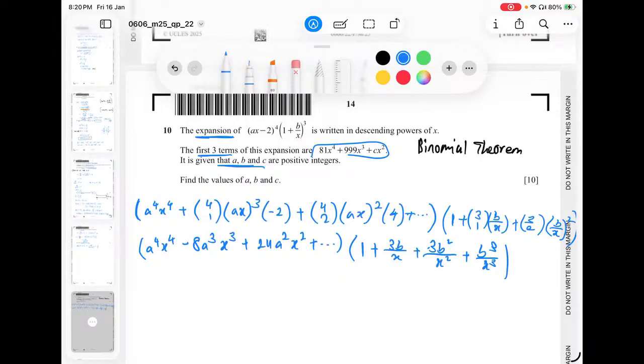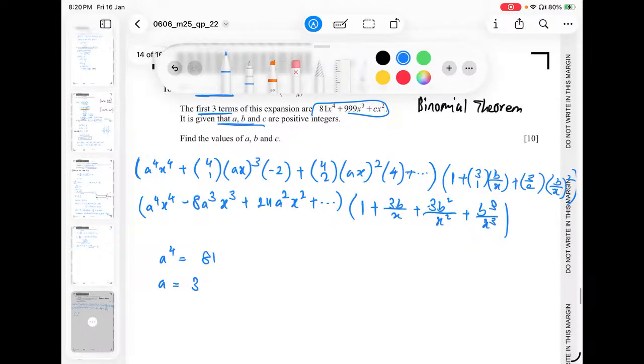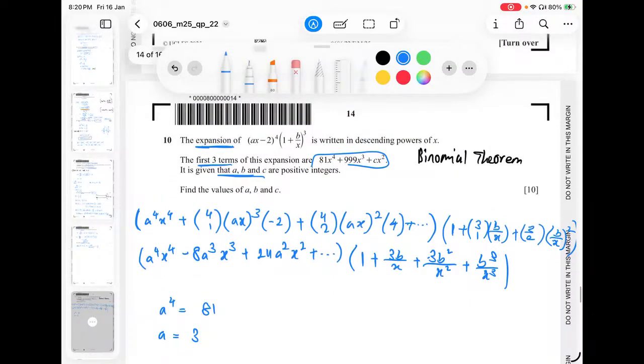So now you need to find a, b, c. So you know that a is going to be this a power 4 x power 4 times 1. So when you multiply these two, you will get 81 x power 4. So when you multiply the coefficients, you need to get 81. So a power 4 is going to be 81. So a is basically 3. So next is b. So b is going to be the coefficient of x cubed.